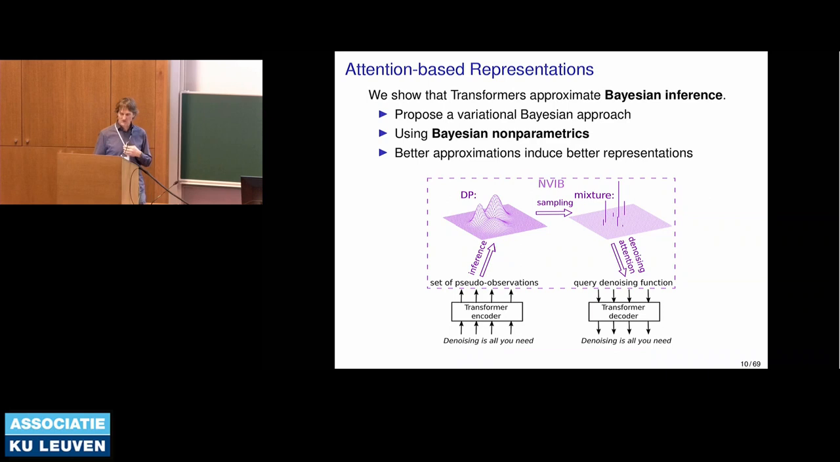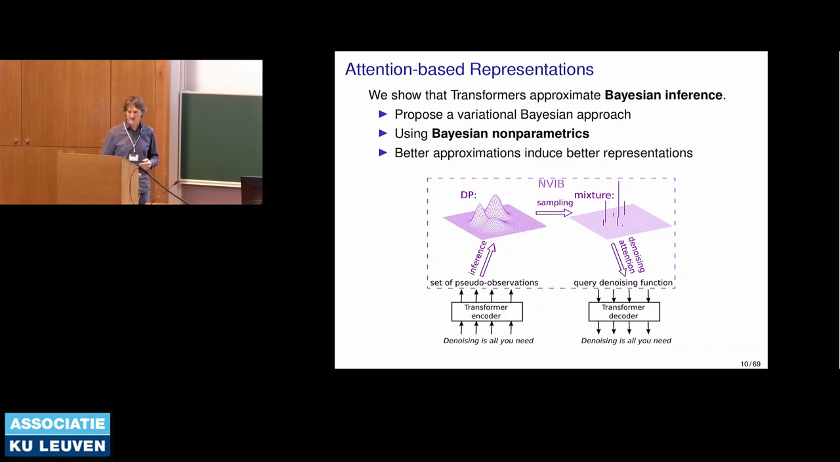Given that, we define a Bayesian approach to this, which means we want a distribution over mixture distributions. We do that using variational Bayesian methods, in particular using Bayesian nonparametrics. I'll explain that. What we show in our experiments is that when we have a better approximation to Bayesian nonparametrics, we end up with an empirically better, in some respects, model.